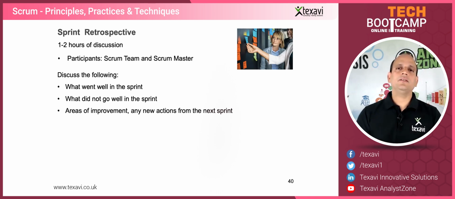So we ask these 3 questions, and everybody can give their views in the team in terms of what went well in the sprint, what did not go well in the sprint, if there are any problems, anything that we did not do well, and then what are the areas of improvement, what do we need to change in the coming sprint. So this is constantly, again, it goes back to the fundamental pillars of agile: transparency, inspection, and adaptation.